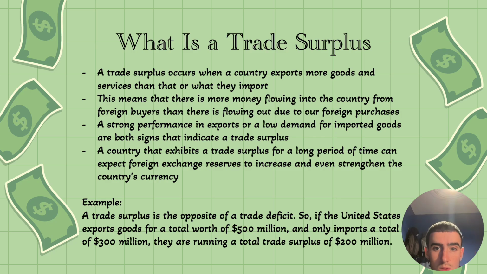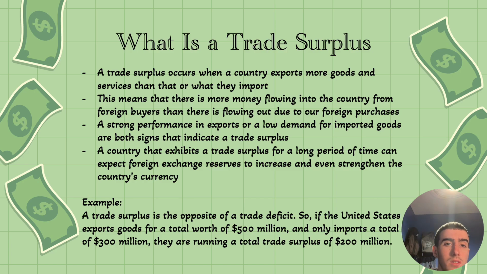A trade surplus. What is a trade surplus? A trade surplus happens when a country's exports exceed its imports. So this is just the complete opposite of a trade deficit, again leading to more money coming in than going out. This can happen if export performance is strong or if the demand for imports is very low. Over time, a constant trade surplus can increase a country's foreign exchange reserves and strengthen the currency.